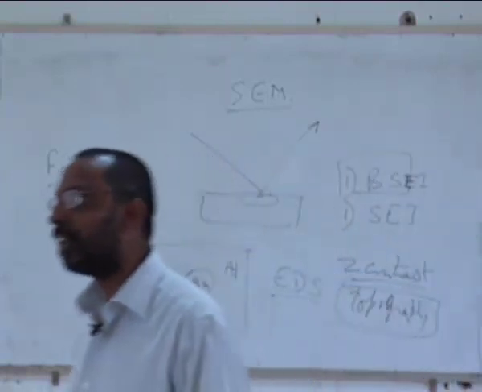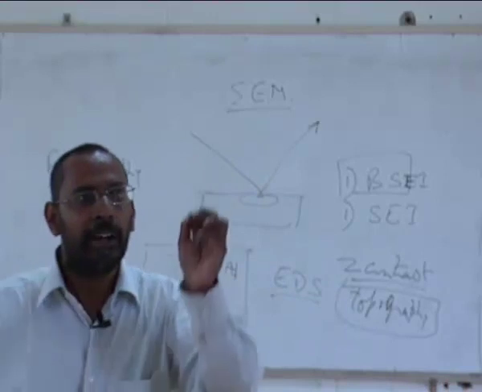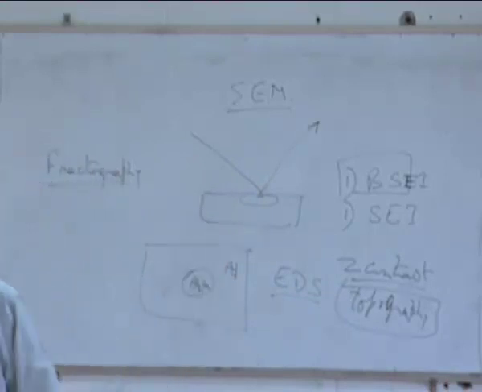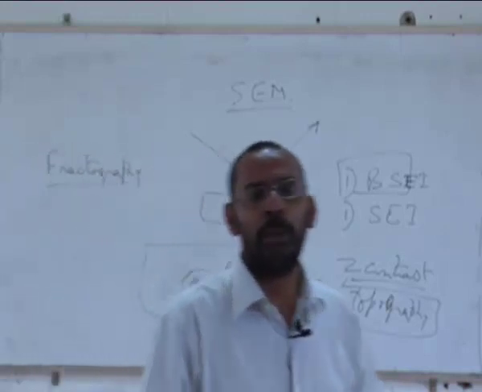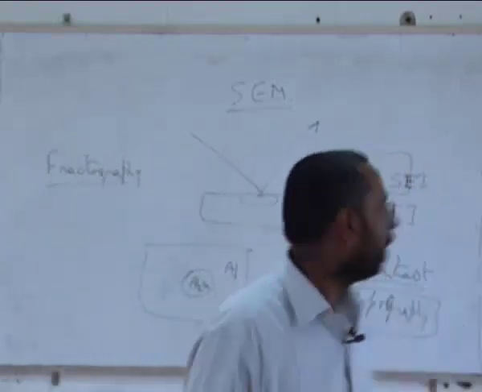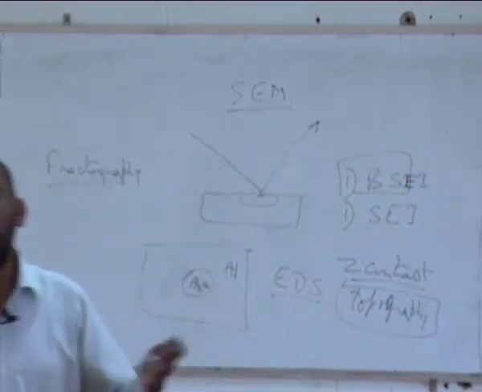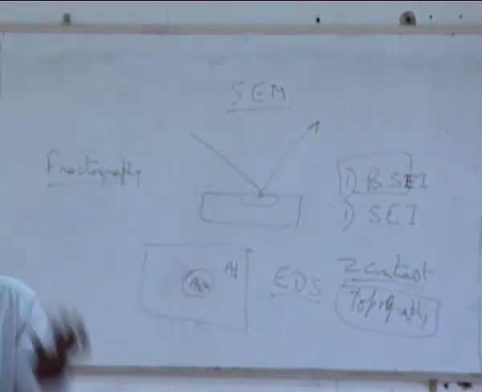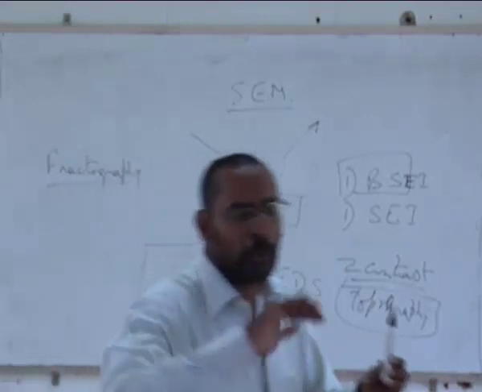Is it a brittle material? Is it a ductile material? Where did the crack nucleate? Where did the crack propagate? How did the crack propagate? All this information can be found out by simply looking at this, because the SEM has a lot of information about the depth, and it is able to show you the features on the surface. You don't need to polish anything.